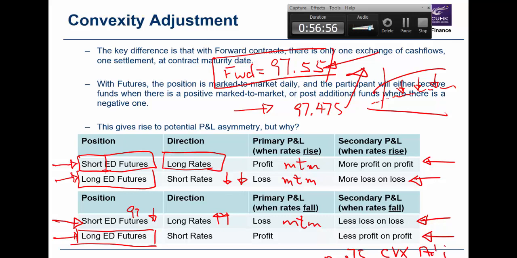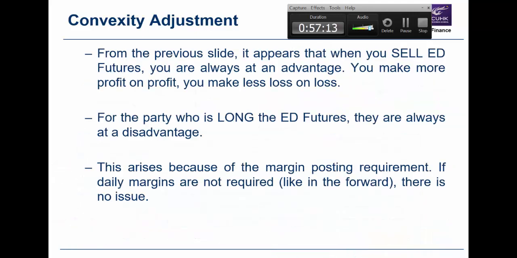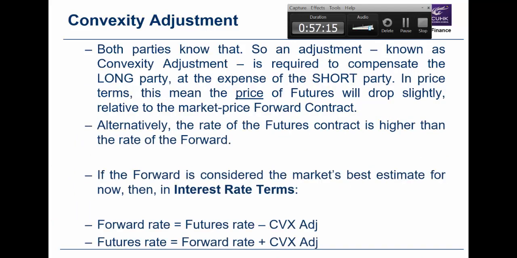In other words, if the forward is X, the futures price should always be less than X after the convexity adjustment. And that is why here, if this is the forward price, the forward is equal to futures minus convexity adjustment.